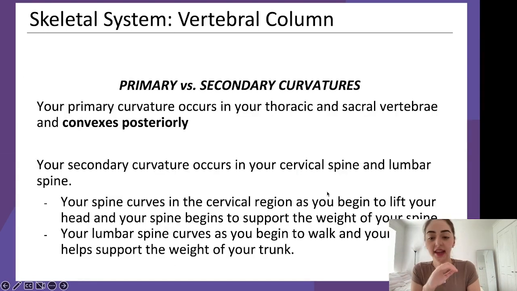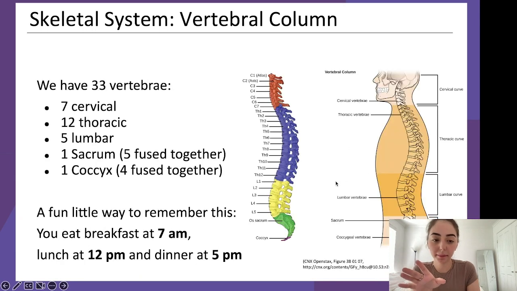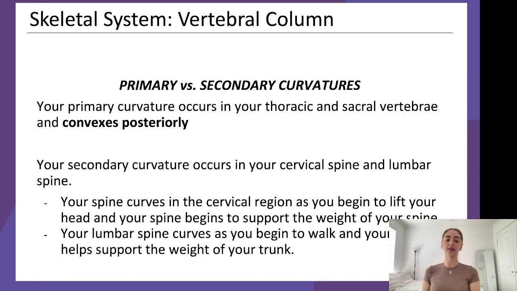And then secondary, which is cervical and lumbar, is as you begin to walk, you need to have support and lift up your trunk. So that's the secondary curvature. It comes after. Primary is as you're a child, a newborn, you begin to lift your head. We get curvature in the thoracic and sacral vertebrae. And then secondary is lumbar and cervical, and that's when you begin to walk and your body starts to support its axis.